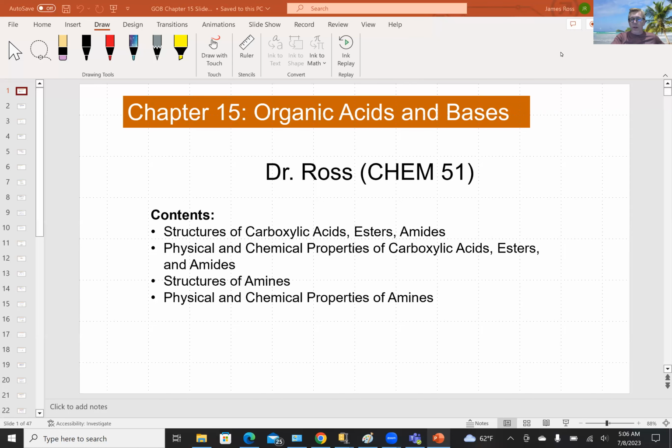Hello everyone, welcome back to Chem 51 or GOB Chemistry. Today we're looking at Chapter 15, which is Organic Acids and Bases. Specifically, we'll be looking at functional groups that contain the carbonyl group, the C double bond O group, specifically carboxylic acids, esters, and amides. We will look at physical and chemical properties of these four structures.